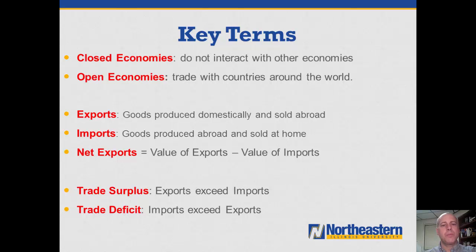If we export more than we import, we are said to have a trade surplus. We have more goods leaving, we're producing more for other countries than they are producing for us. If we have a trade deficit, as we typically do in the United States, imports exceed exports. We have more things coming in than we have going out.